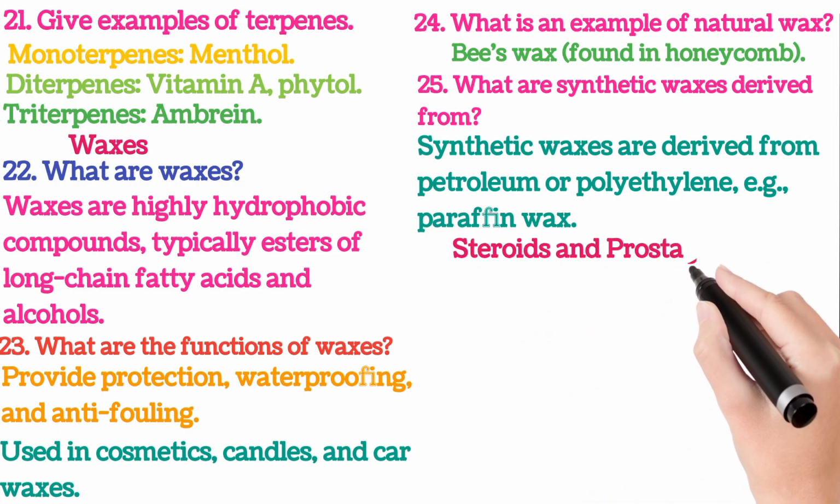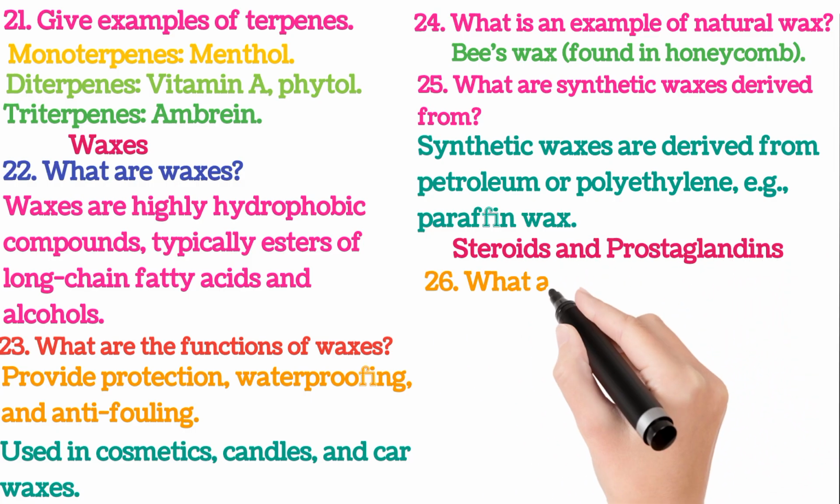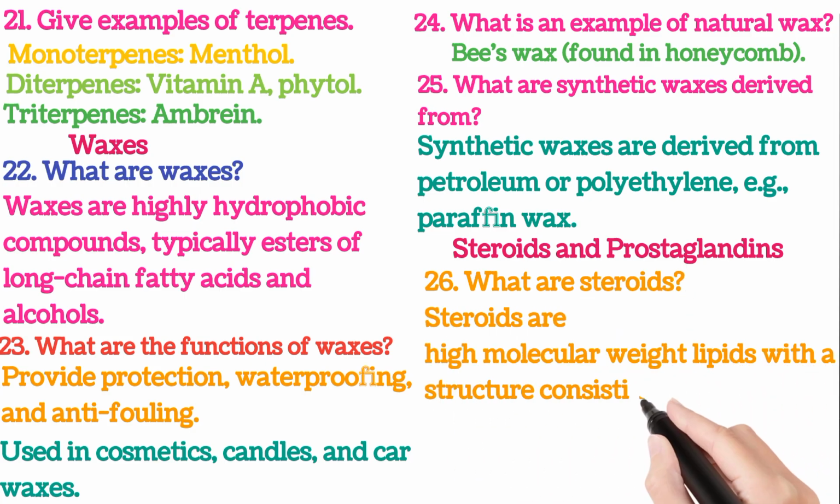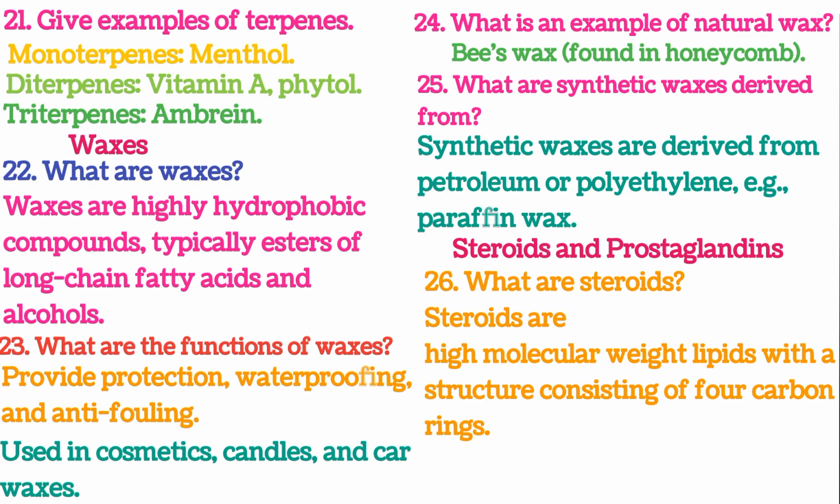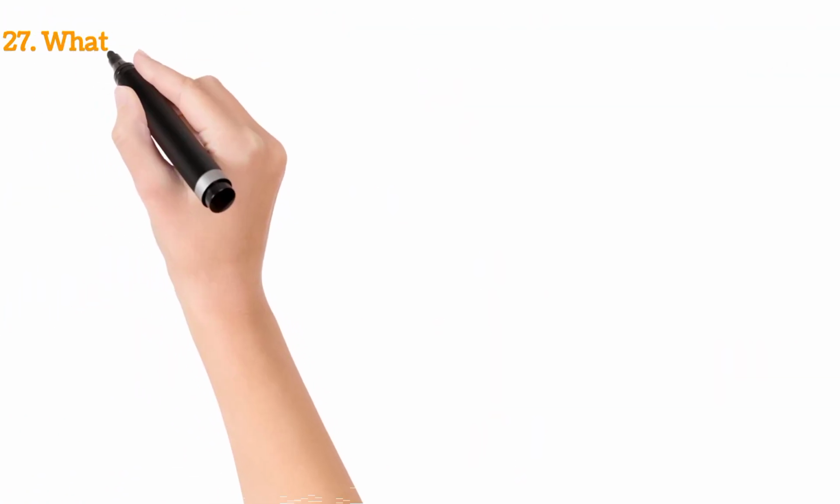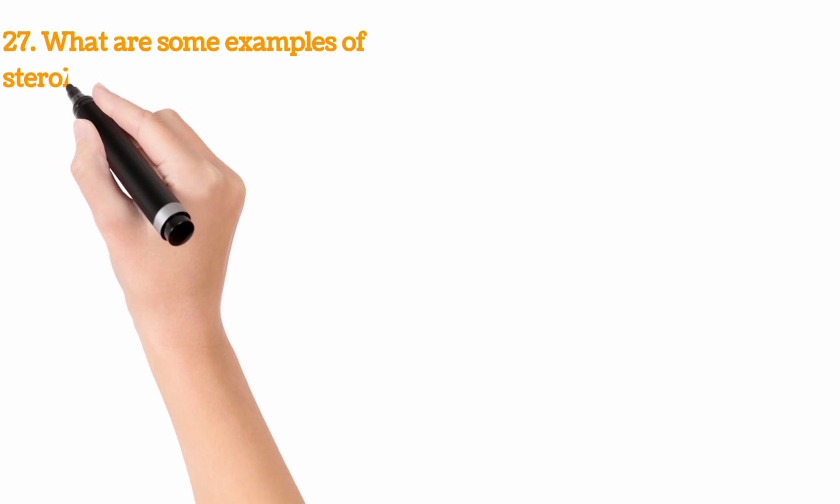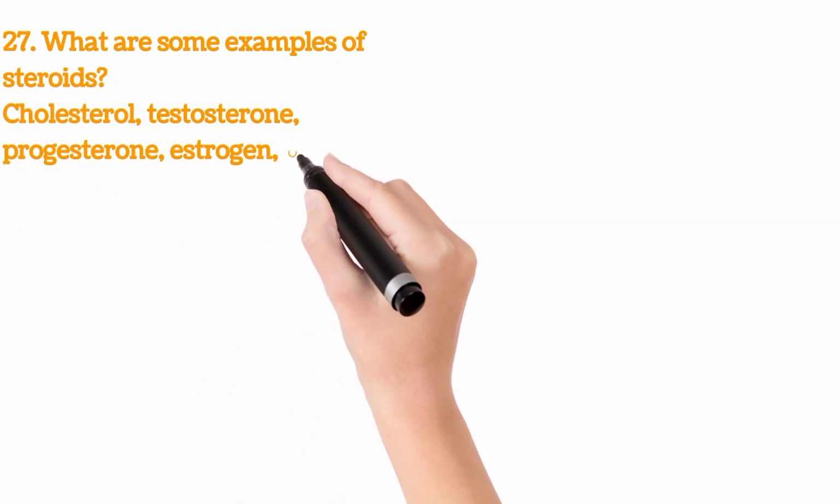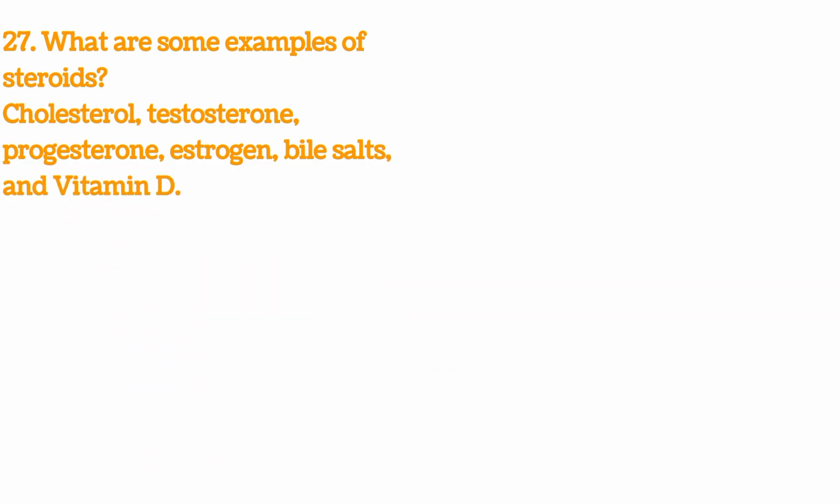Steroids and prostaglandins. 26. What are steroids? Steroids are high molecular weight lipids with a structure consisting of 4 carbon rings. 27. What are some examples of steroids? Cholesterol, testosterone, progesterone, estrogen, bile salts, and vitamin D.